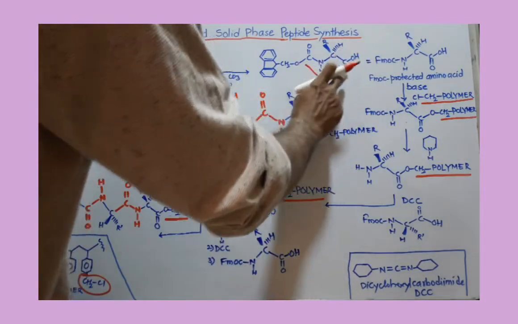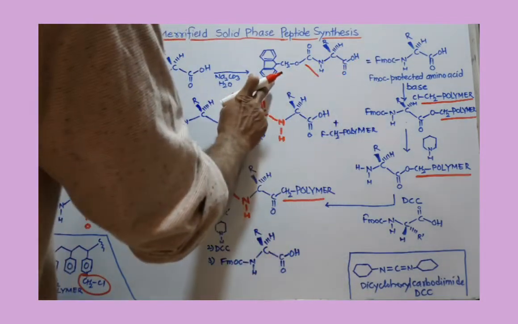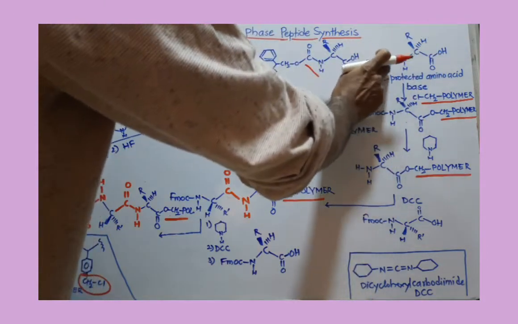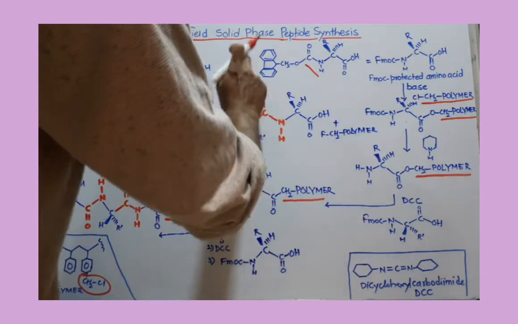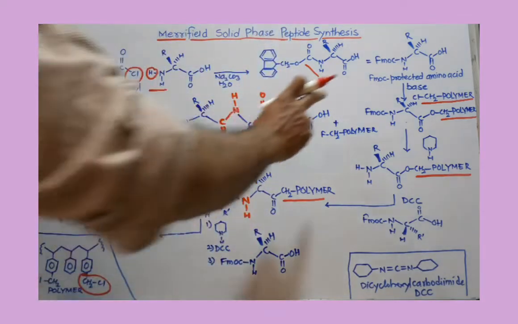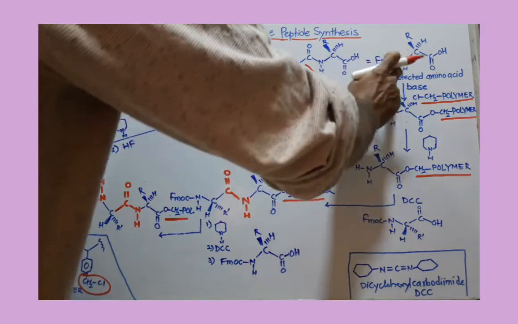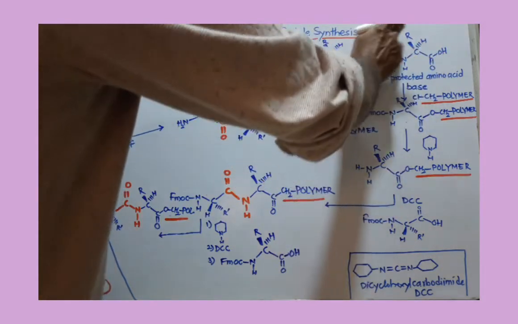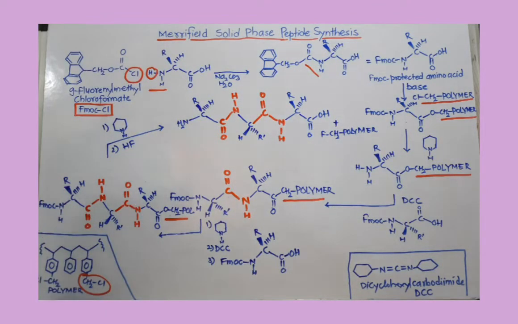Now this protected amino acid can be written like this, because you need not draw the structure of this portion of the molecule, which is somewhat complicated. Instead, you can write Fmoc. That means this is called an Fmoc protected amino acid. So this amino acid is ready for the synthesis now.